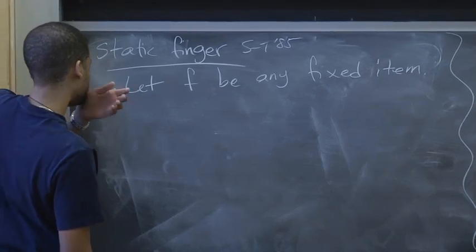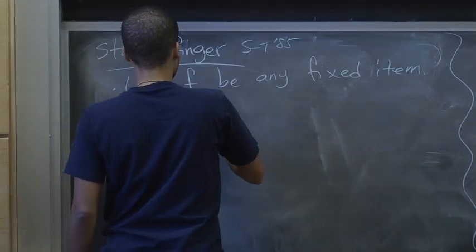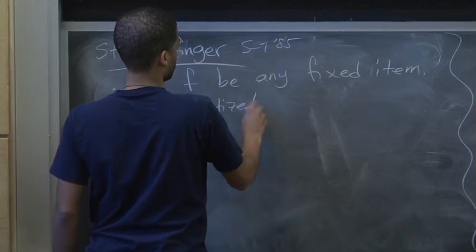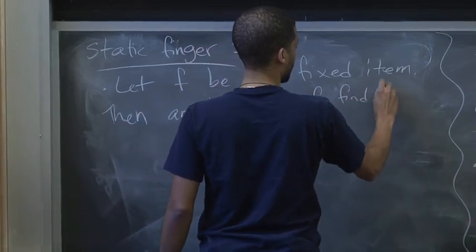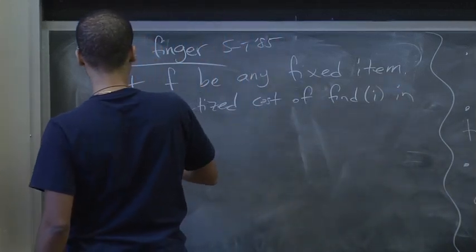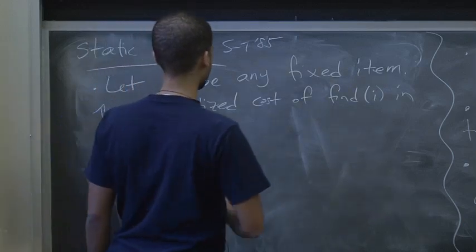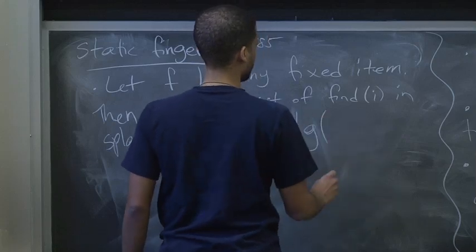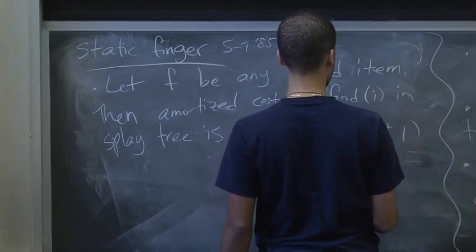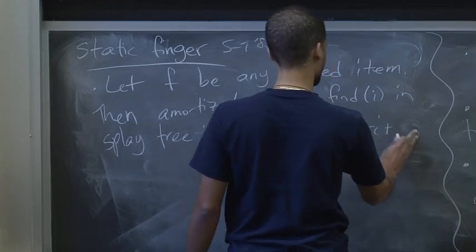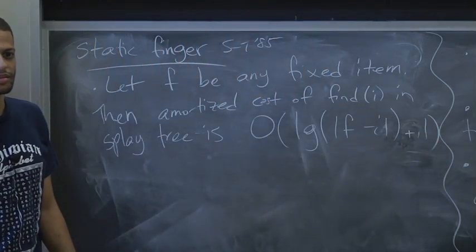Let f be any fixed item. Then the amortized cost of find i in a splay tree is O of log |f minus i| plus 1. Let's say log |f minus i|. Okay.